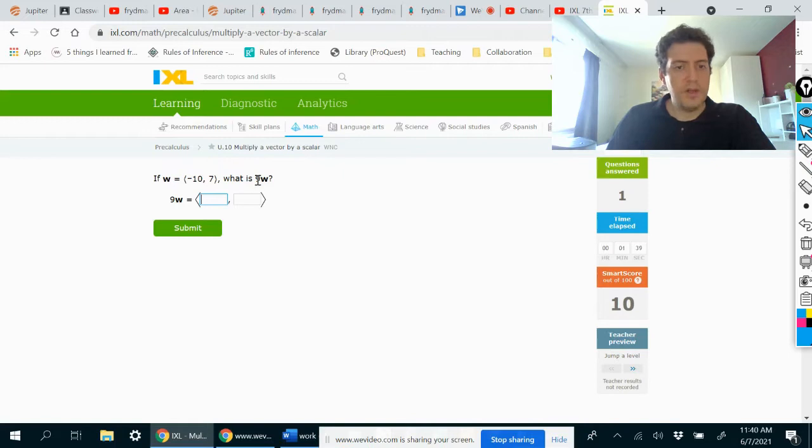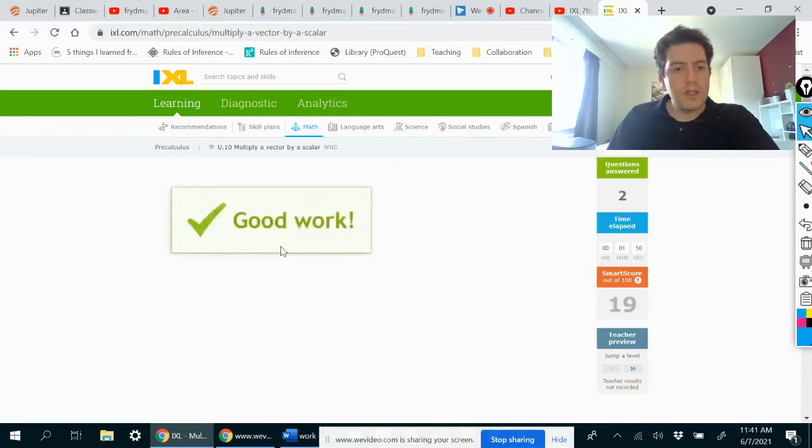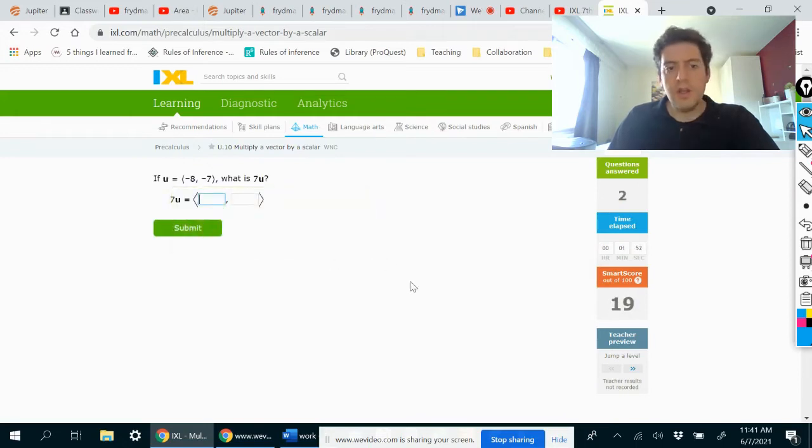It's pretty simple. Here we'll just multiply both of these components by 9. So we would get -10 times 9 is -90, and 7 times 9 is 63. All right, so let's just go ahead and jump to the next level.